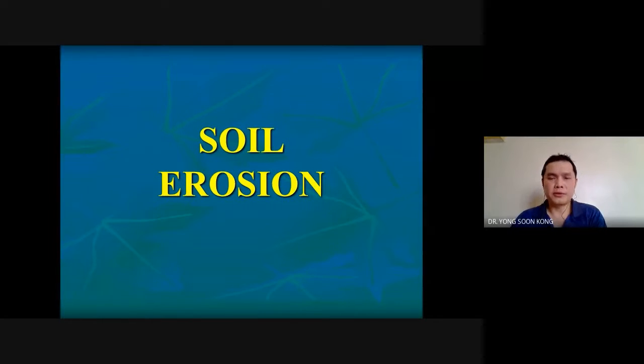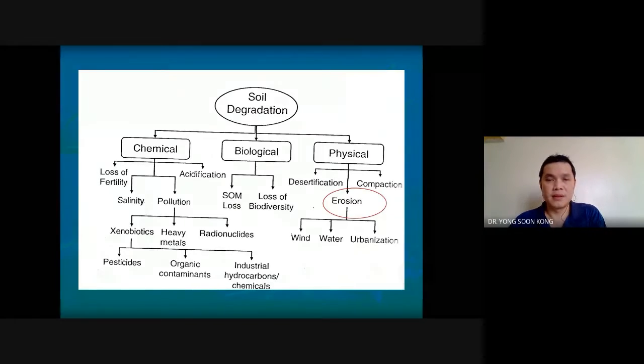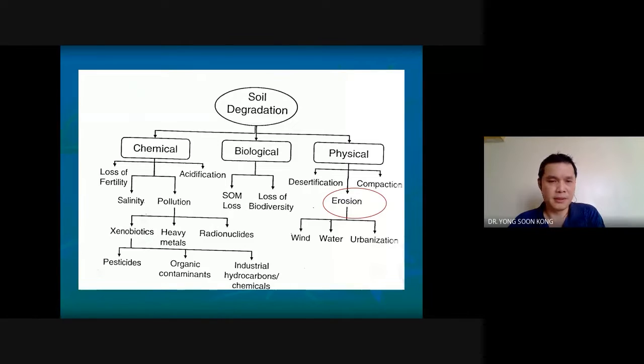So today we're going to talk about soil erosion. Among all the topics that we're going to learn about soil and its degradation, there are so many ways the soil can be degraded. This will be the first of the three ways a soil can be degraded, and we begin with the physical way a soil will be degraded.